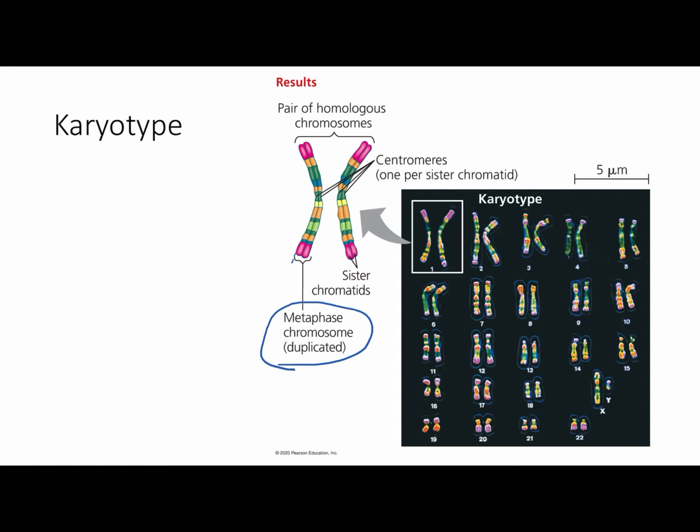Okay, now if we look at these drawings of the chromosomes, you'll notice that the chromosomes are condensed, right? That only happens in prophase and after. And the chromosomes are pairs of chromatids, of sister chromatids. So after S phase, when the DNA is replicated, each chromosome is a pair of sister chromatids.